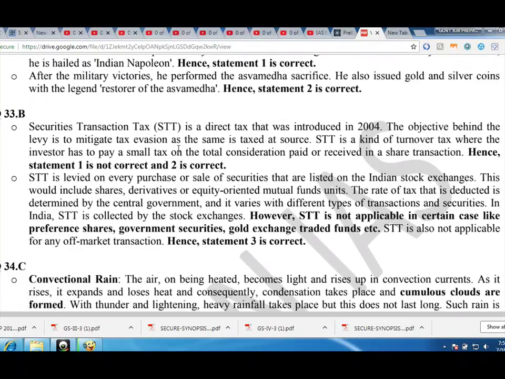However, STT is not applicable in certain cases like preference shares, government securities, gold exchange-traded funds, etc. STT is also not applicable for any off-market transaction. Hence, Statement 3 is correct.